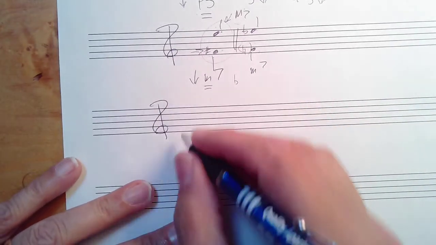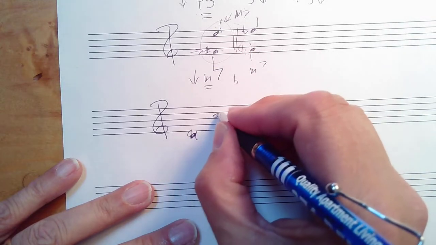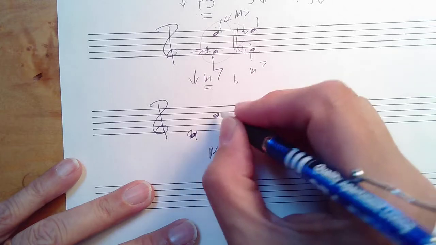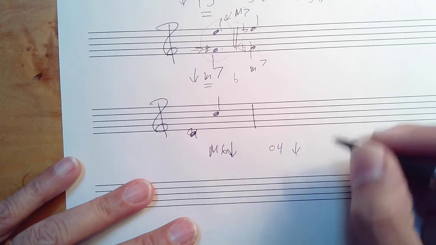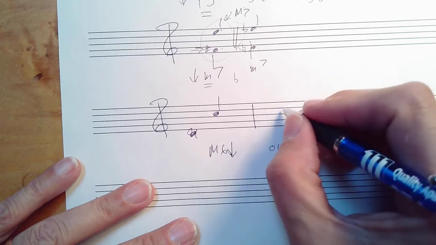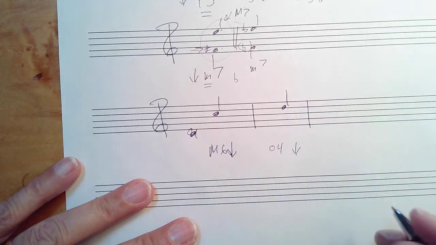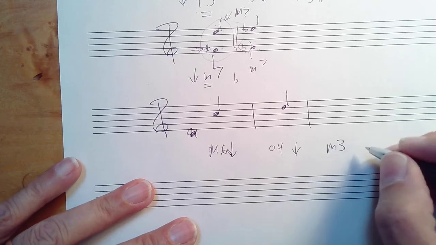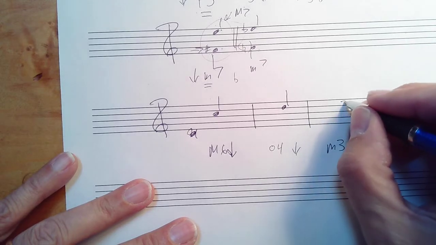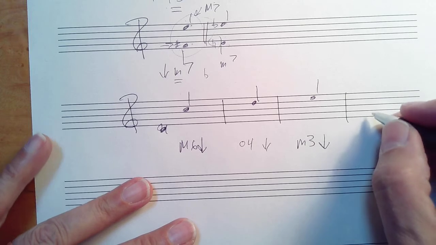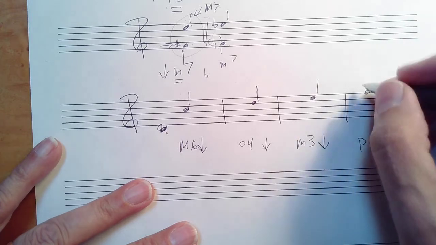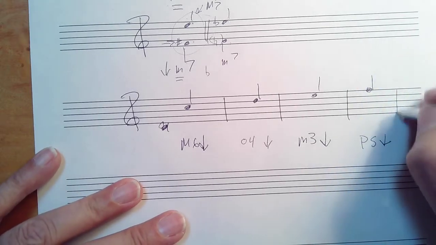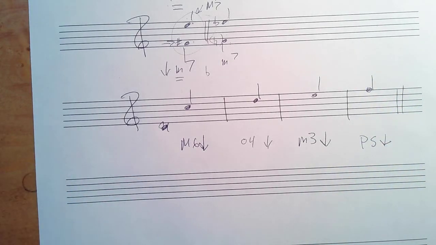So I'm going to give you a few of these. I'd like you to do, let's try this, a major 6th down from C. Let's do a diminished 4th down from D. Let's do a minor 3rd down from E. And one more, let's do a perfect fifth down from F. So why don't you stop the video, work through these, and then you can go through my explanations one at a time.